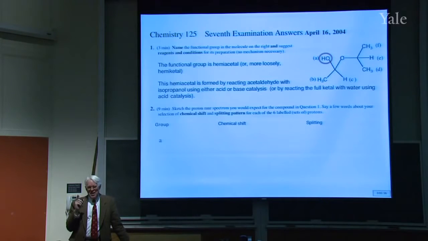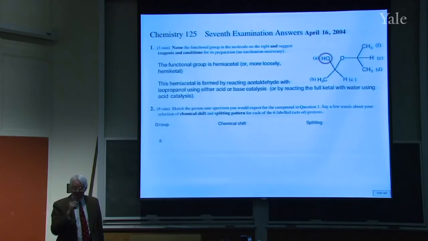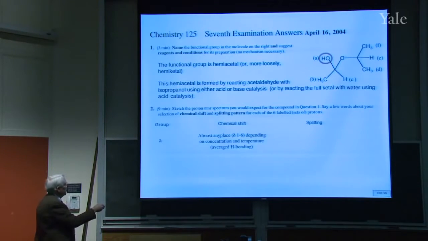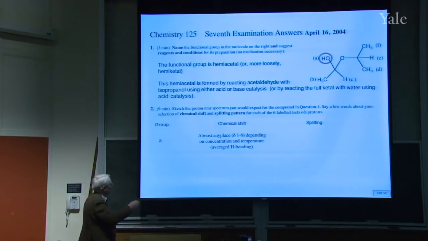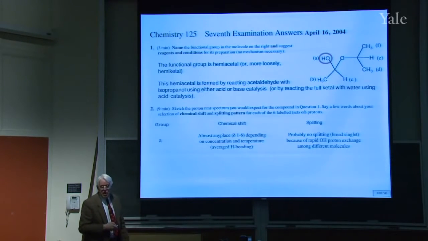Sebastian, you shook your head slightly. Well, it depends on what the solvent is. In DMSO, it would be a doublet. But mostly you don't use that. And in chloroform, it would be exchanging, right? So you wouldn't see the splitting. Okay, so it could be almost any place between 1 and 6 for hydrogen bonding. And the splitting, it would be a broad singlet because of rapid OH exchange.